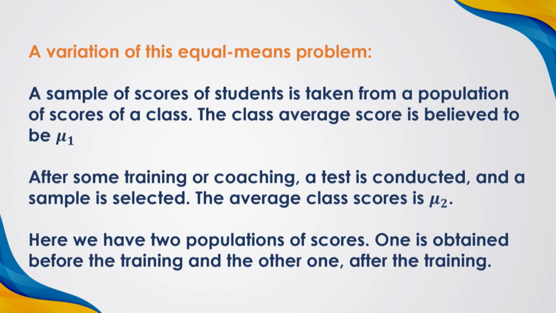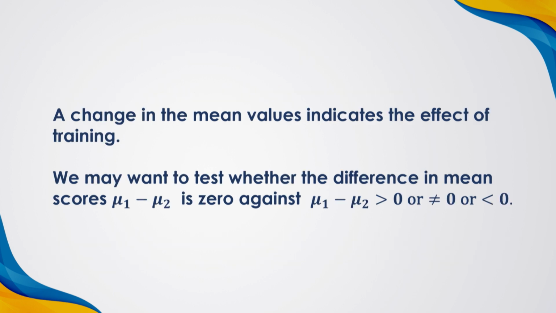A variation of this equal means problem: a sample of scores of students is taken from a population of scores of a class. The class average score is believed to be mu 1. After some training or coaching, a test is conducted and a sample is selected. Now, the average class score may be mu 2. Here we have two populations of scores. One is obtained before the training and the other one is after the training. A change in the mean values indicates the effect of training. If mu 1 is greater than mu 2, then the training has no effect. If mu 1 is less than mu 2, the training has some effect.